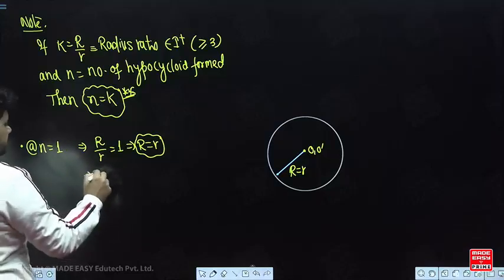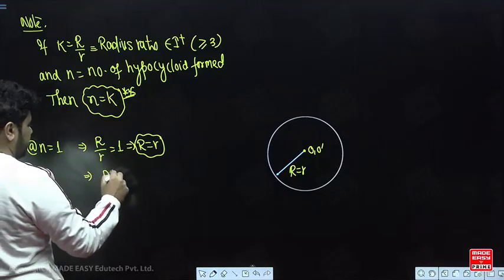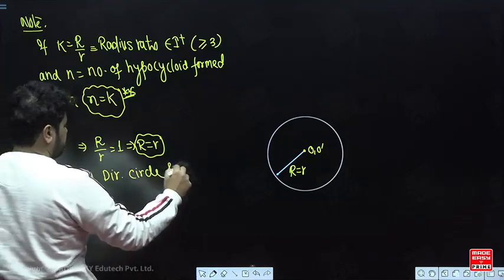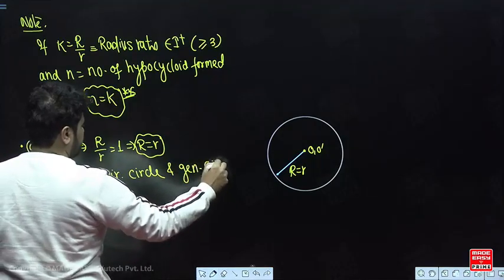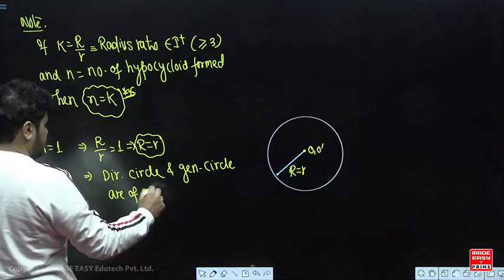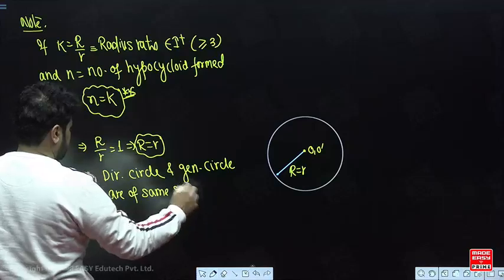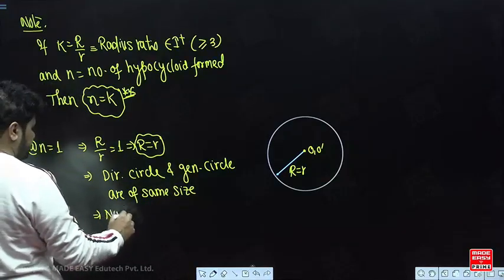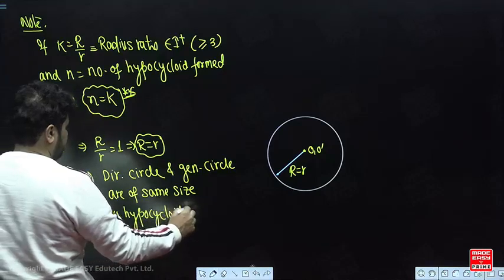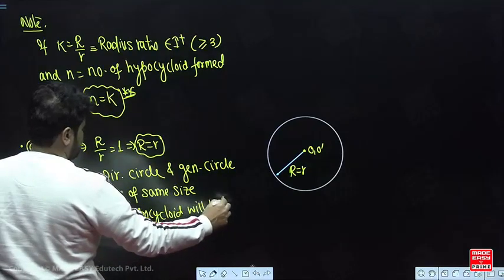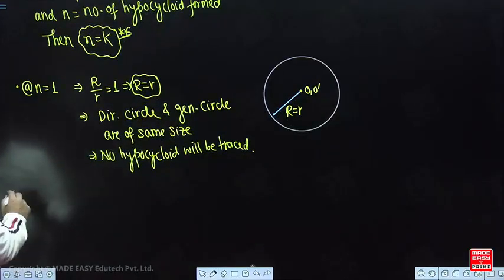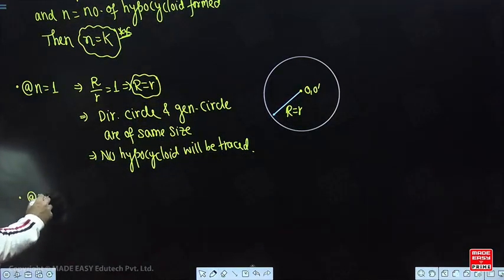So this implies both, that means directing circle and generating circle are of same size. So therefore no hypocycloid will be traced, isn't it? Correct.